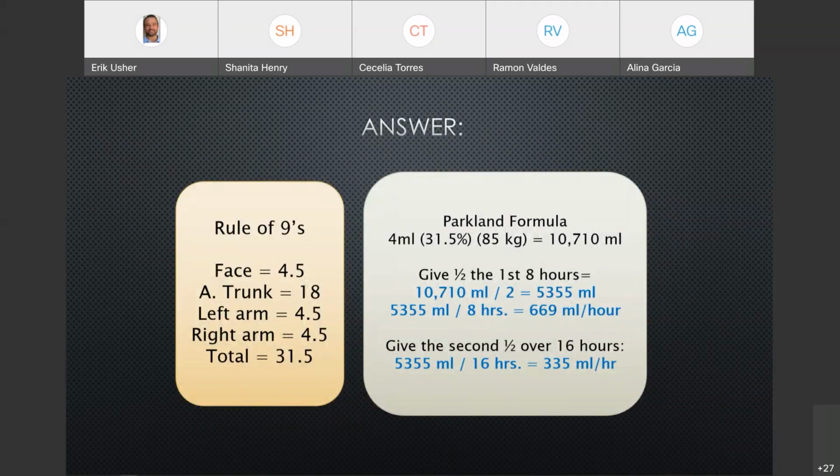And again, we took his weight in pounds, divided it by 2.2, and that's how we got 10,710 mLs. We split that in half. The first half, 53.55, goes in over the first 8 hours. And then the second half goes in over the next 16 hours. And that's your equation for it.